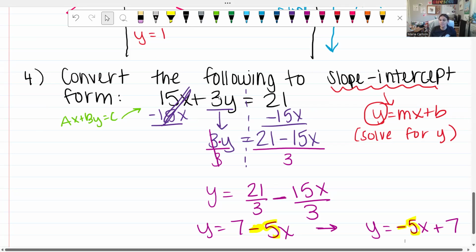And if I graph 15x plus 3y equals 21, I would see that this is a graph that is going down from left to right because it has a negative slope.